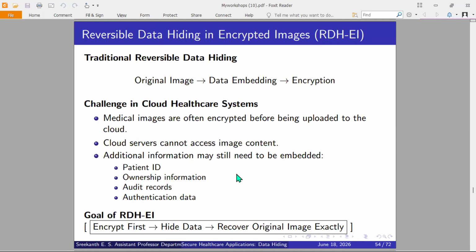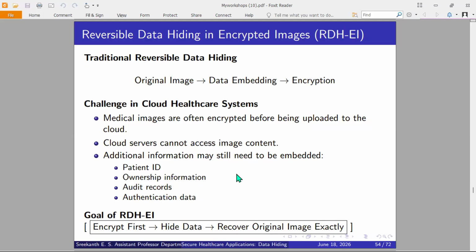Okay, next we will go to another topic: reversible data hiding in encrypted images. This is another huge area. That means we are first encrypting the image using some kind of algorithm, and then we are embedding.